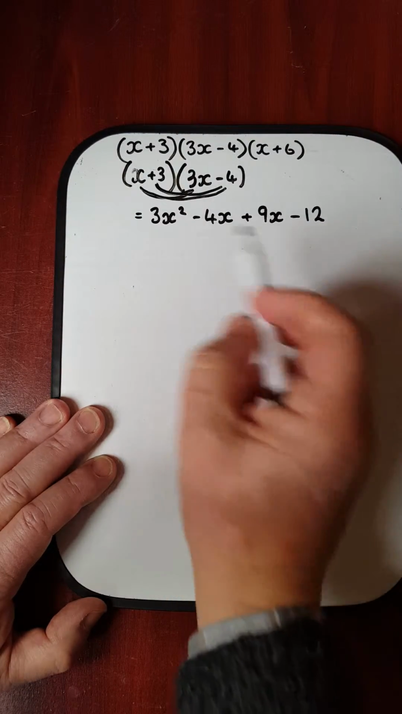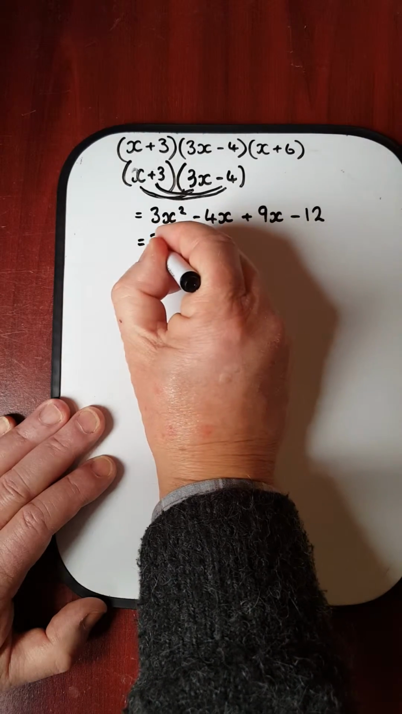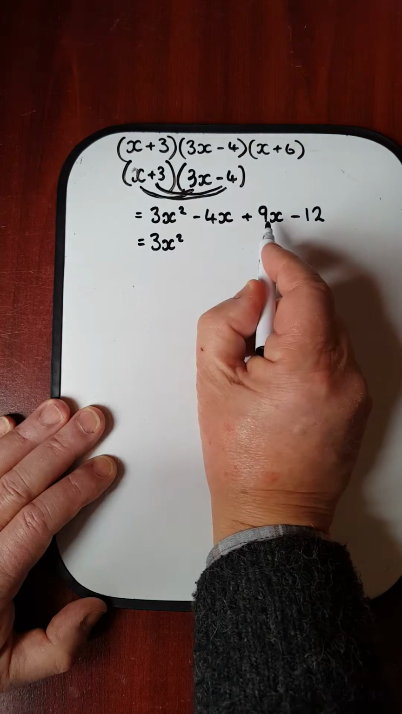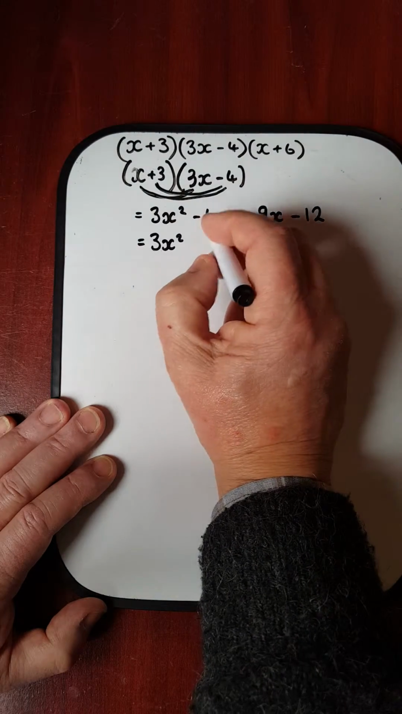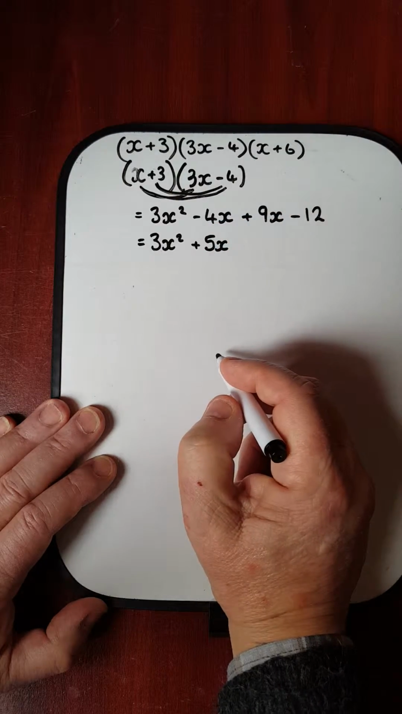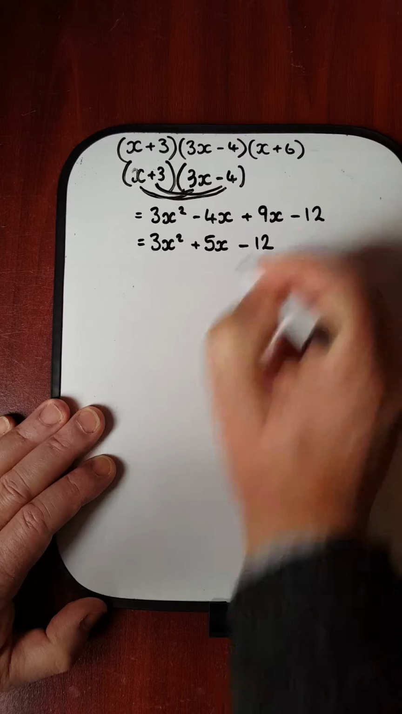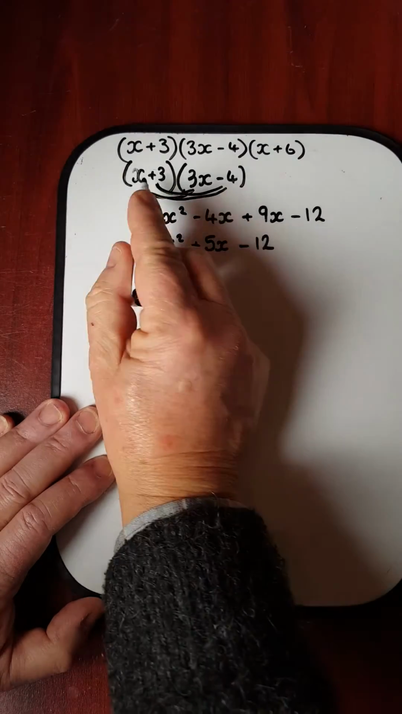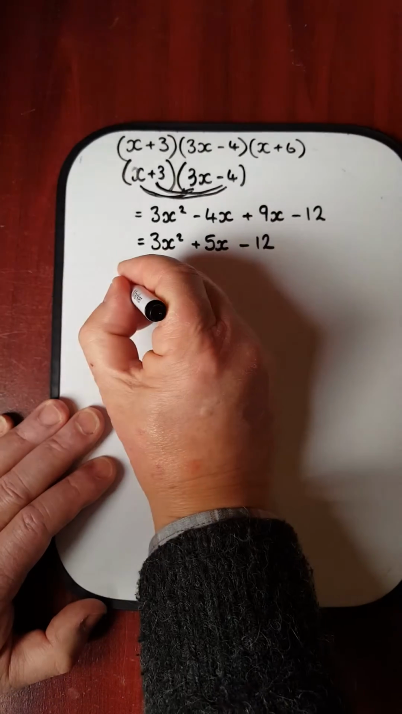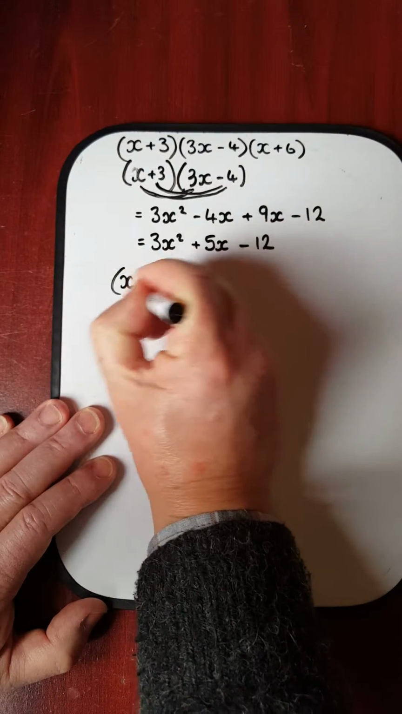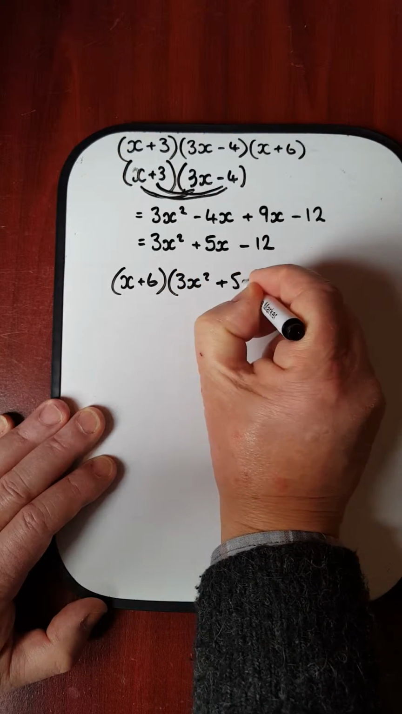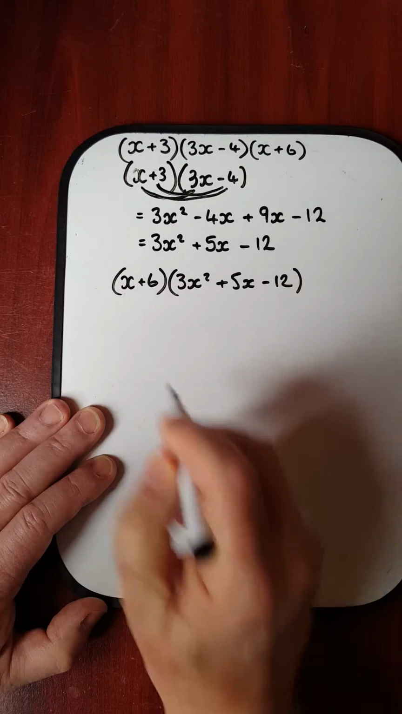Okay, now simplify that. So we've got 3x squared minus 4x plus 9x is going to be plus 5x. Minus 4 plus 9 is 5, and then minus 12. Okay, that ends the first full expansion of those brackets. Now I'm going to bring down the remaining bracket, x plus 6, and that's going to be multiplied by my new answer, which is there.